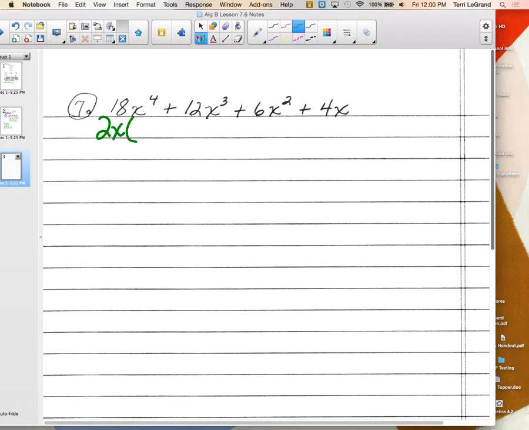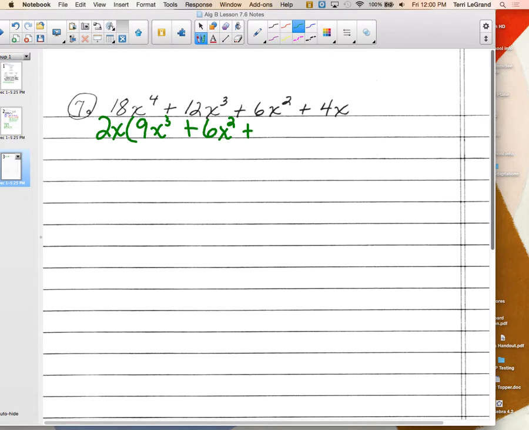18 divided by 2, 9. X to the fourth divided by x, x to the third. We're dividing, so we subtract, right? Okay, plus 6. 12 divided by 2 is 6. X cubed divided by x is x squared.